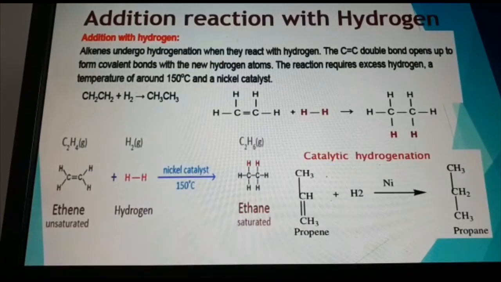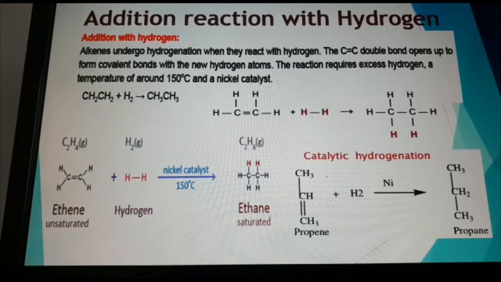Now the addition reaction with hydrogen. Alkenes undergo hydrogenation. The reaction with hydrogen is called hydrogenation. For this reaction, alkenes can be hydrogenated to alkanes, and the carbon-carbon double bond is converted into a single bond. This reaction does not readily happen without a catalyst. For undergoing this reaction, it needs a catalyst.